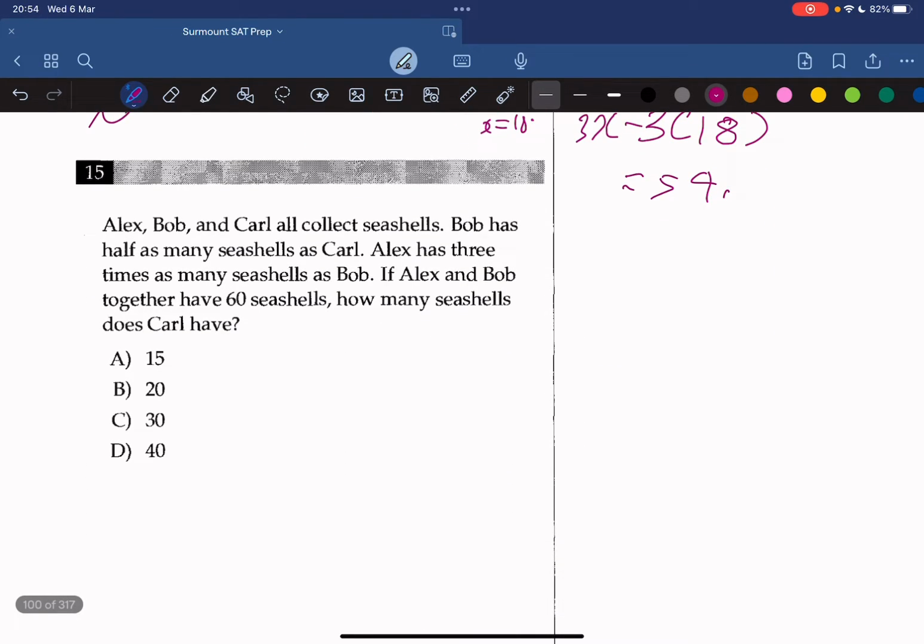Final question. Alex, Bob, and Carl all collect seashells. Bob has half as many seashells as Carl, and Alex has 3 times as many seashells as Bob. Alex and Bob together have 60 seashells. How many seashells does Carl have? So let's let x be the number of seashells that Carl has. Then Bob will have 1/2 x, and Alex would have 3/2 x. And since we know that Alex and Bob together have 60 seashells, we can write 60 is equal to 1/2 x plus 3/2 x. And we simply solve for x. We get 2x is equal to 60, so x is equal to 30. So the answer is 30.